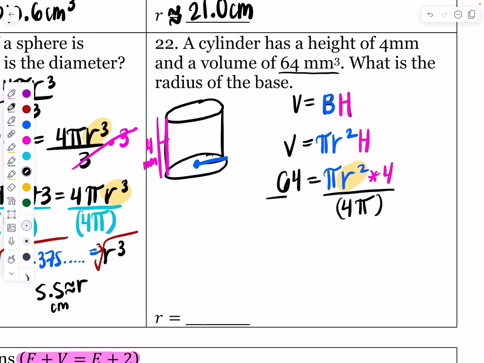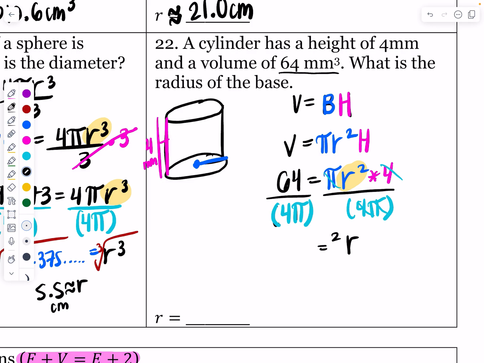Because I'm dividing by more than one thing, I put it in parentheses. Let's make this match the previous, so my key matches. Divide by 4 pi on both sides, put it in parentheses. That looks terrible. There we go. Divide by 4 pi on both sides so that the 4 and the pi cancel out. Pi cancels, 4 cancels. And so then we get r squared is equal to 64 divided by 4 pi. Make sure that thing is in parentheses, 4 pi.